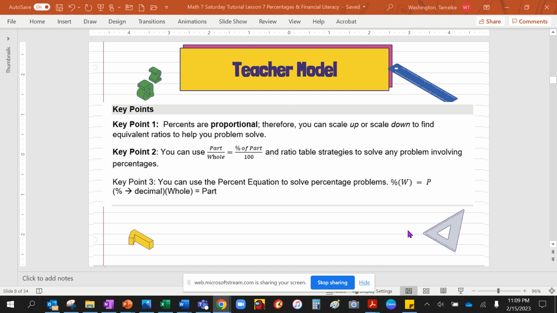So we're now going to use our percent proportion and our percent equation to solve problems. The percent proportion is part over whole equals percent over 100, and the percent equation is percent multiplied by the whole equals part, but your percent has to be a decimal.